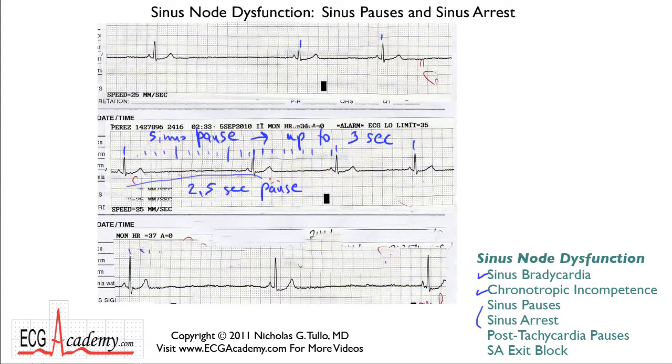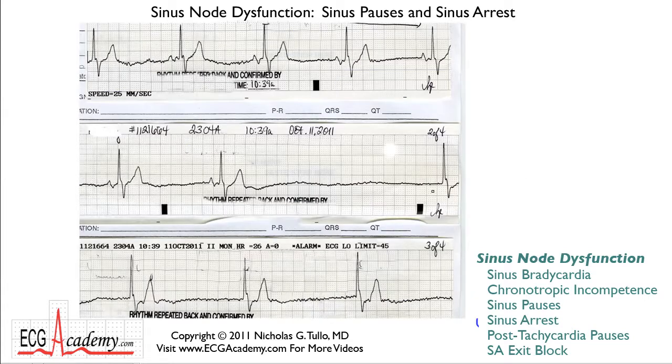These are almost 3 seconds. So 1, 2, 3, 4, 5. 1, 2, 3, 4, 5. 1, 2, 3, 4. And look at that. So it's not quite 3 seconds. It's 2.9 seconds. That's a 2.9 second pause right there. Okay, but pauses basically we see up to 3 seconds. If it's over 3 seconds, then that's what we refer to as sinus arrest. Now, it's really semantics. It's really just a different definition, but I'll show you what a sinus arrest looks like.